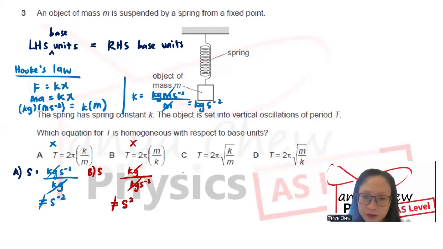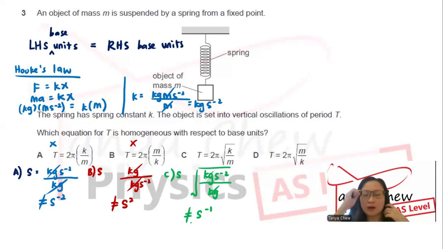What about C? Left-hand side unit is second, and the right-hand side, okay, so I have to do it. Kilogram per second square, that's the unit of K, divided by kilogram, and I have to square root the whole thing. So kilogram and kilogram I just cancel. Square root of S to the power of -2, I get S to the power of -1. It is still not the same, right? The left-hand side base unit is still not the same as the right-hand side base unit. So C cannot be the answer.